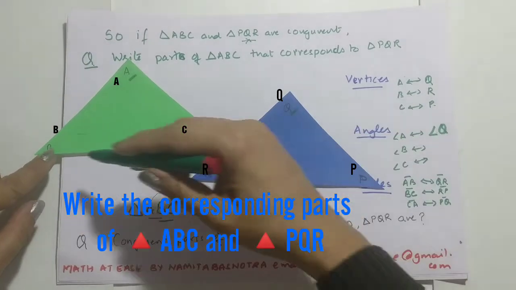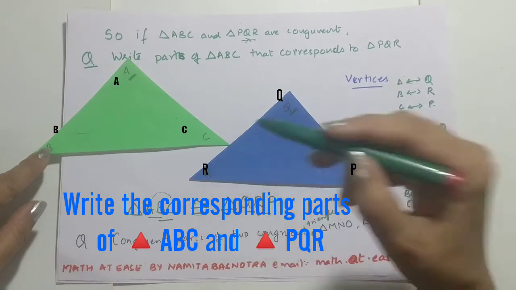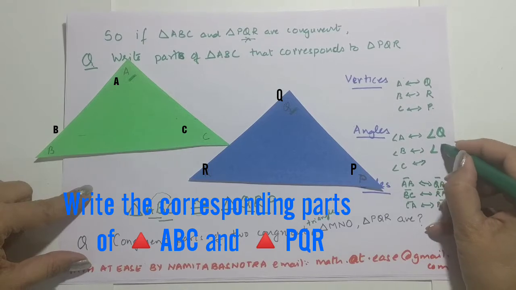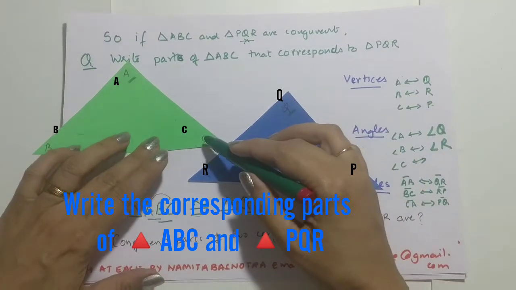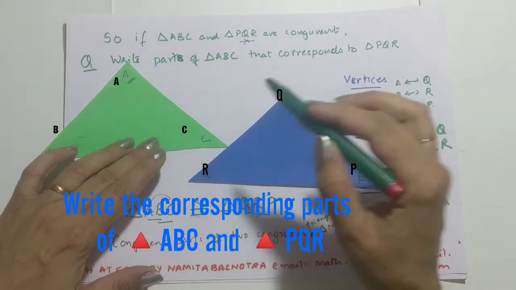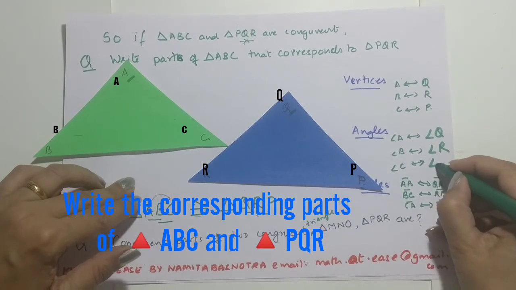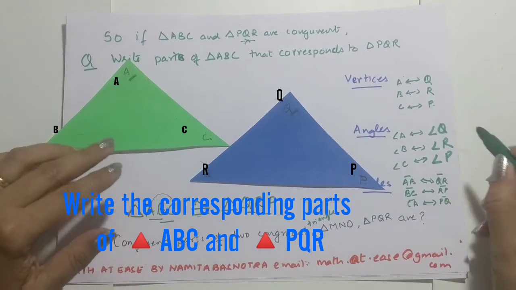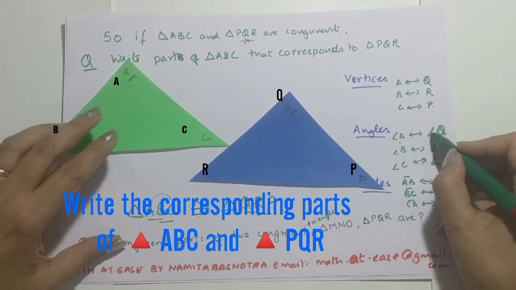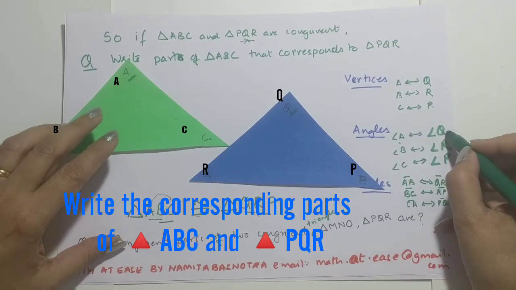Now angle B is here and it corresponds to angle R. So I'll write here angle R. And the third is angle C of this triangle, which corresponds to angle P of the other triangle. So I'll write here angle P. So this is how you will be writing angle A corresponds to angle Q.